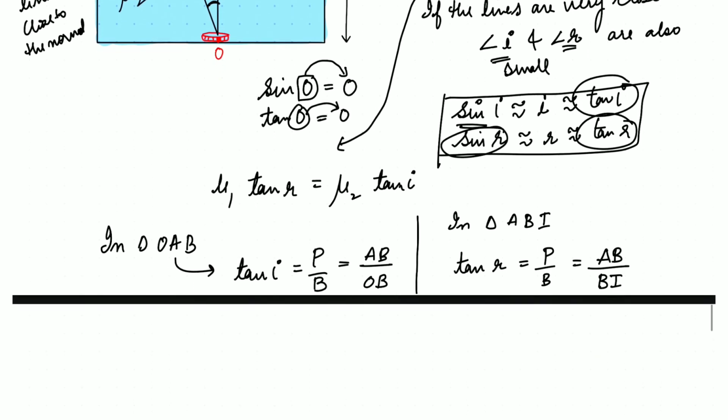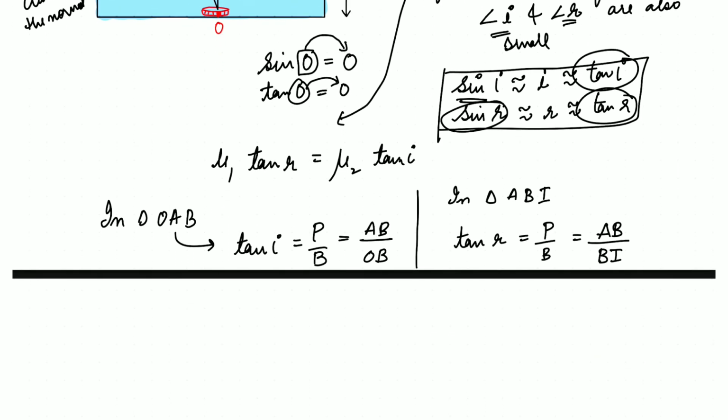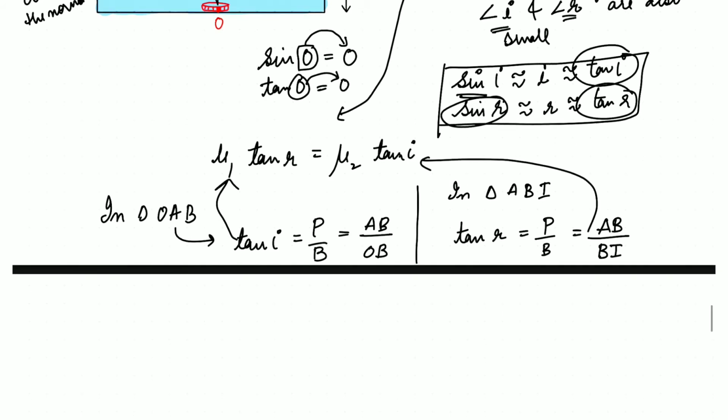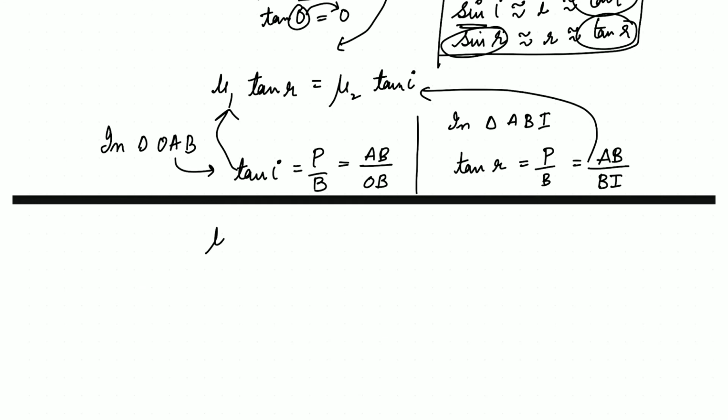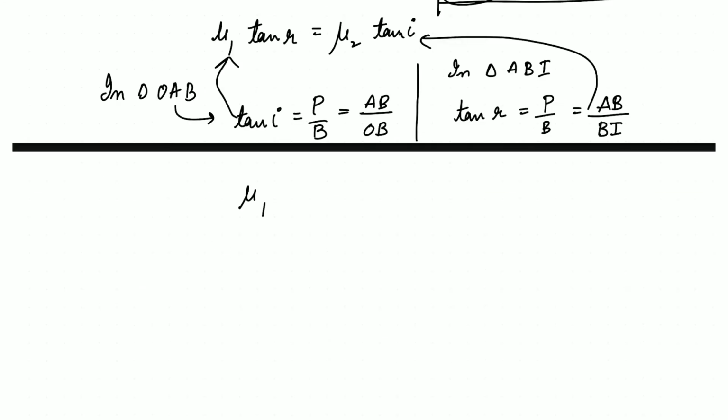All right, great. Now substitute these values here. When I substitute these values here, you will get nu1 times tan r.